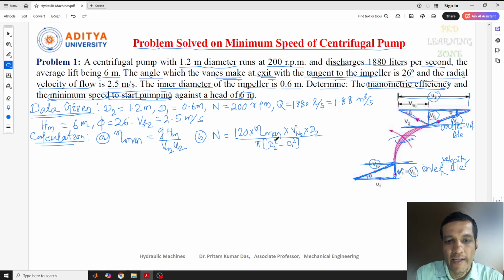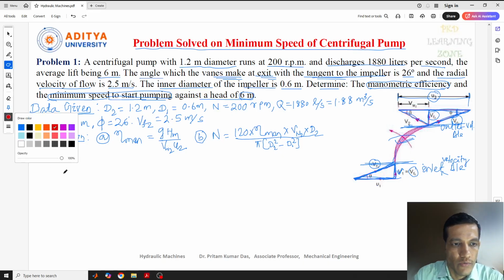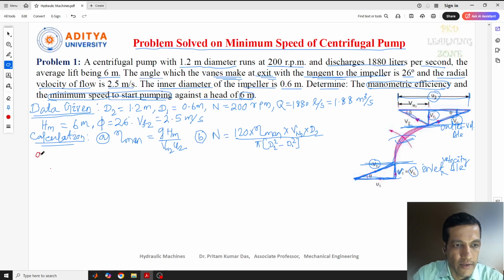Another method is there to calculate this also. I'll tell you how to do it if you are not able to remember this formula, or if you are not able to identify it suddenly in the exam. So this is the two things we need to calculate. The first one is efficiency.